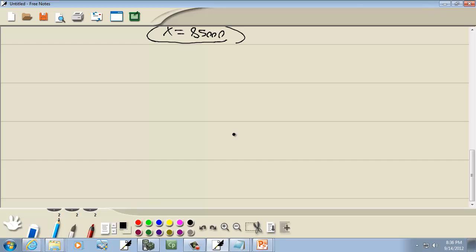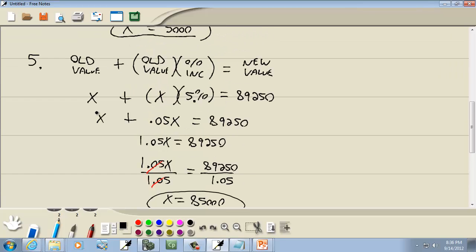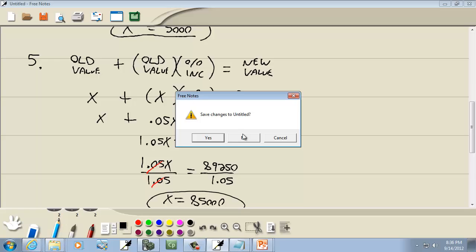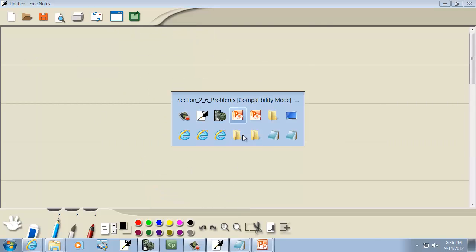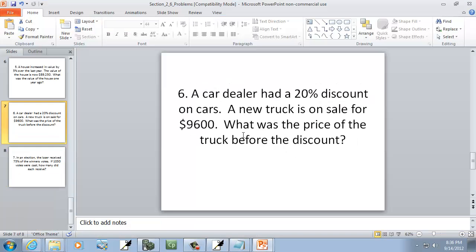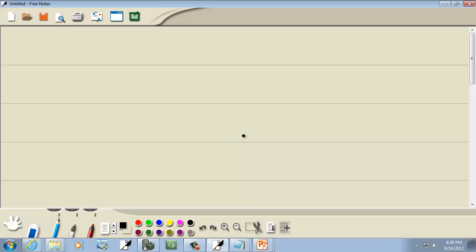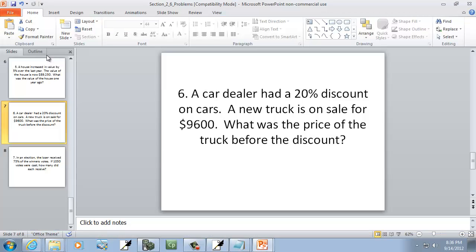I'm not sure if I have room there. Let me start a new page. And let's look at our next problem. Now, not all percent problems fit that form, but specifically ones where you're adding a percent on, like sales tax or something like that, or where you're discounting something by a certain percentage, they fit well with those two forms.